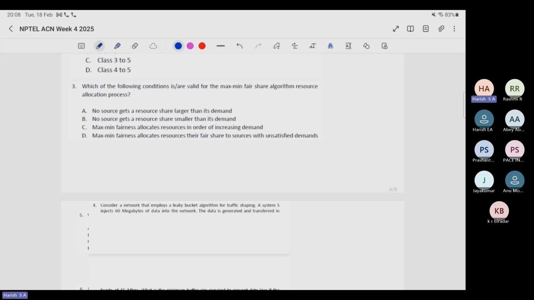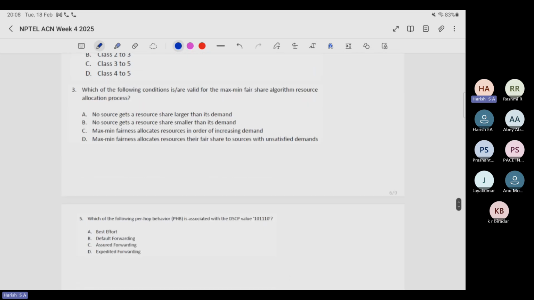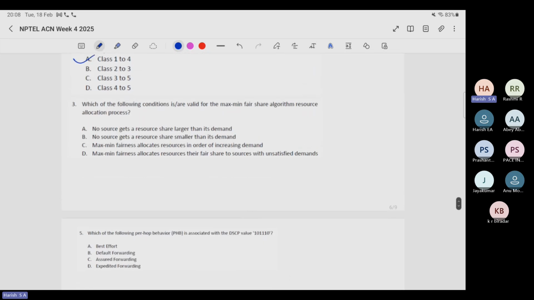Which of the following conditions are valid for max-min fair share algorithm resource allocation? I think I wrote down 3 points, correct? So which are the 3 points? It's A, C, and B, right?